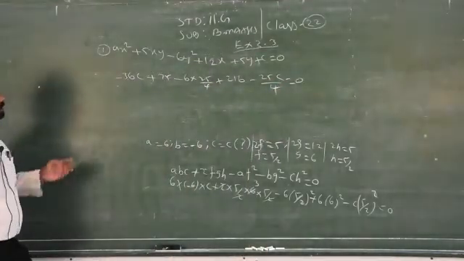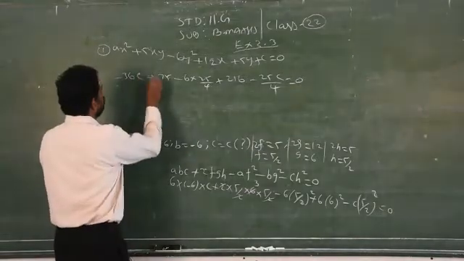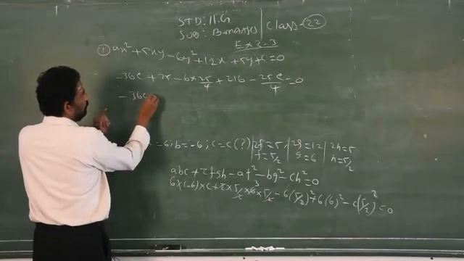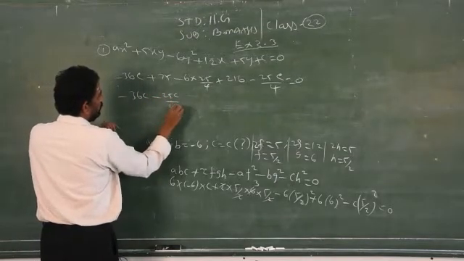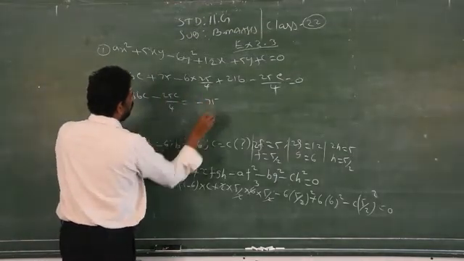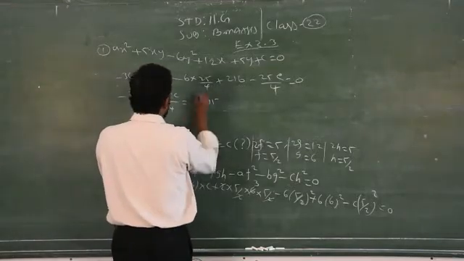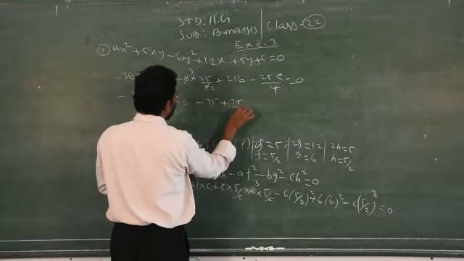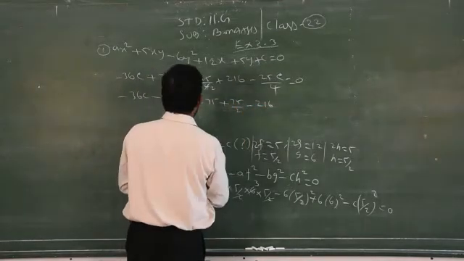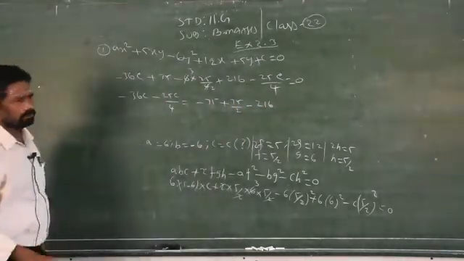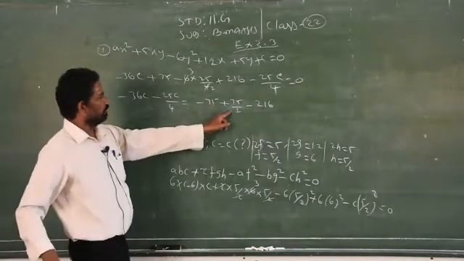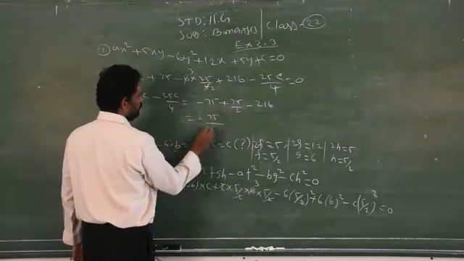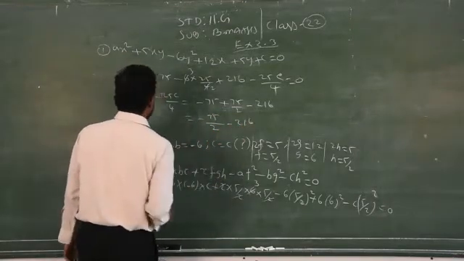Clear? From this you have to find out the value of c. Keep the c terms alone on the left side and take the remaining terms to the right side. 2 times, 3 times, so 75 by 2 minus 216. Here plus 1 by 2, here minus 1 by 2. When you simplify, you get minus 75 by 2 minus 216.